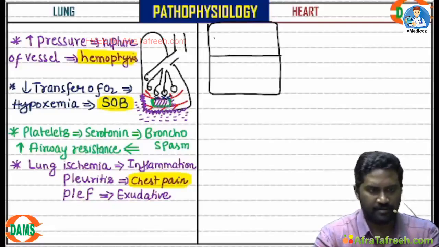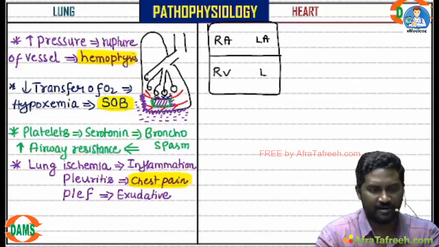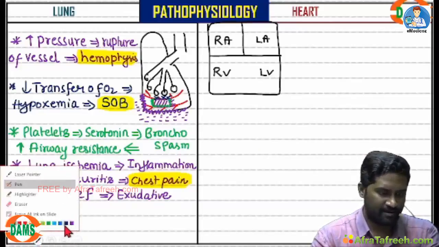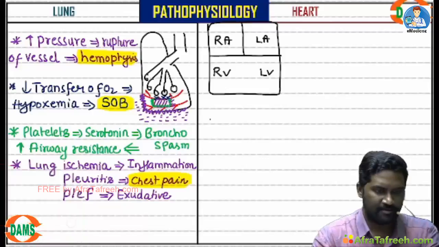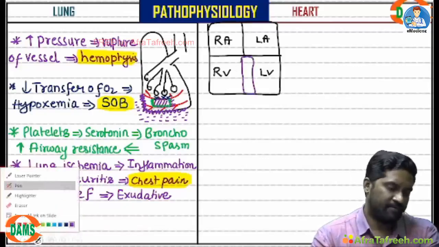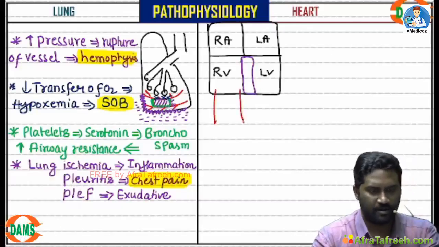Let this be the right atrium, four-chambered heart. Left atrium, right ventricle, left ventricle, and in between the right ventricle and left ventricle, you have a good interventricular septum like this. From the right ventricle, the vessel coming out will be your pulmonary artery.